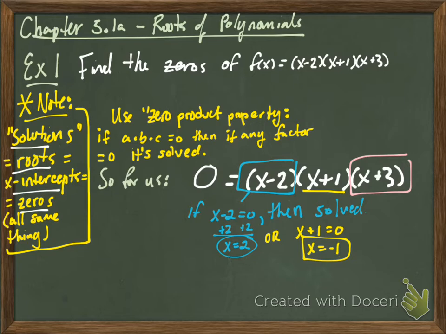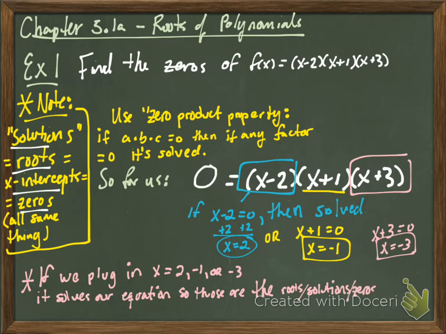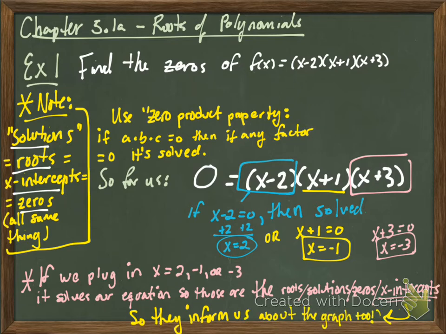Similarly, we get x equals negative 1 and x equals negative 3. So those are our three solutions. If I plug in any one of those three numbers, it solves our equation. All right, one more example here. Also, since we're finding the x-intercepts, it does tell us something about the graph, which we'll use in a later lesson.